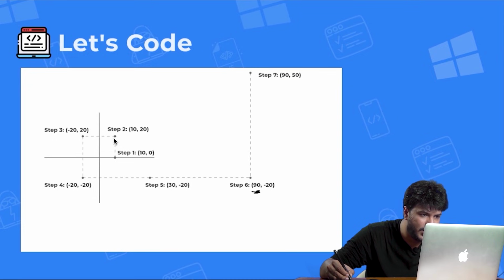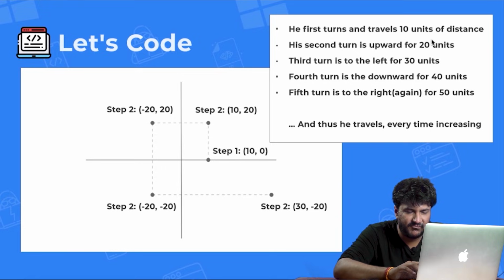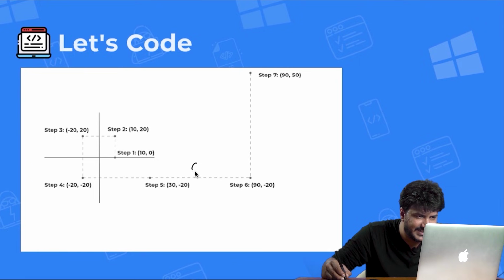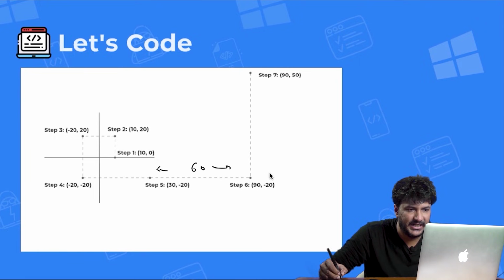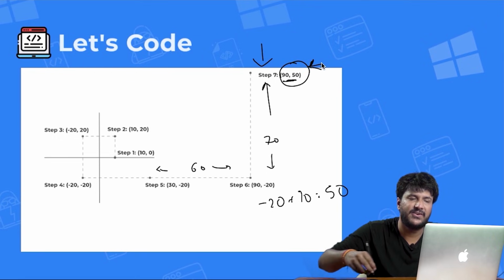And then again, step 2 was in this direction, upwards. Let me just show you again. Step 2, his second turn, is upward 20 units, right? So this time it will not be 20. The last distance was 60, right? So 60 plus 10, so this will be 70, right? So what will happen? 70 would be this distance. So the y value will get increased. So minus 20 plus 70 is equal to 50. So the answer here would be 90, 50. So if the n value is 7, the output would be 90, 50.